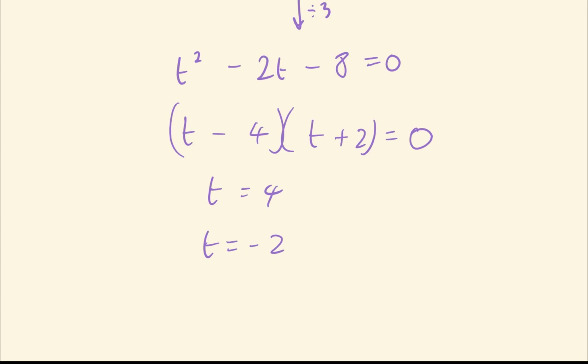Now for every single question, time can only go forwards. So that means you can never have a negative time. Time must always be positive, so we've only got one turning point.